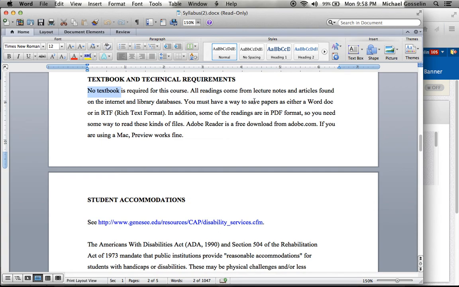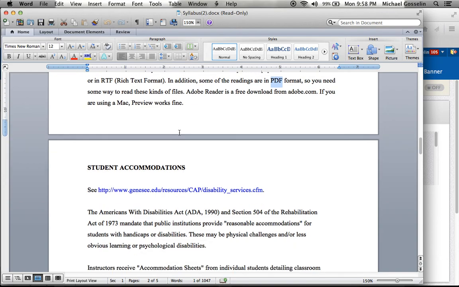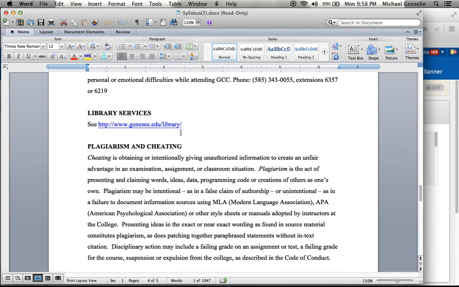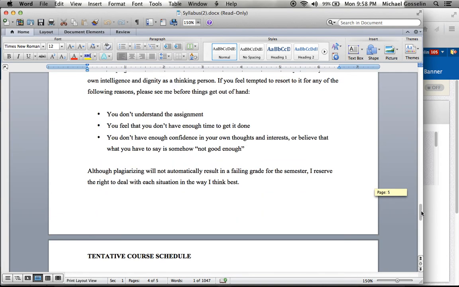You must be able to save papers as a Word file or in rich text format. Even if you're on a Mac and you're using Pages, you still should be able to save the stuff as an RTF. You also need a way to read Adobe Acrobat files. You can go right on adobe.com if you need the Adobe Reader, or if you're on a Mac, you can use Preview.